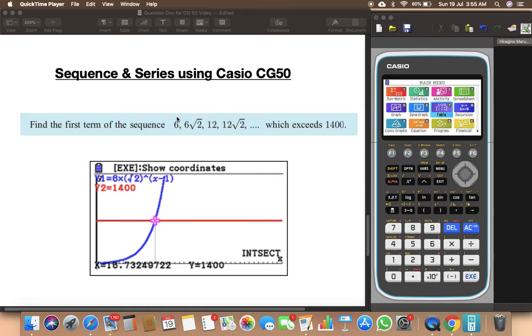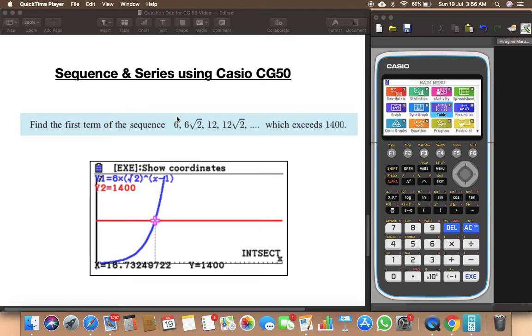Today we are going to learn sequence and series. We have a very common question that is normally featured in IB and SAT examinations. A sequence is given, that is 6, 6 root 2, 12, 12 root 2, and we need to find out the first term of the sequence which exceeds 1400. When we see this sequence closely, we observe that it is a geometric series where r is root 2.